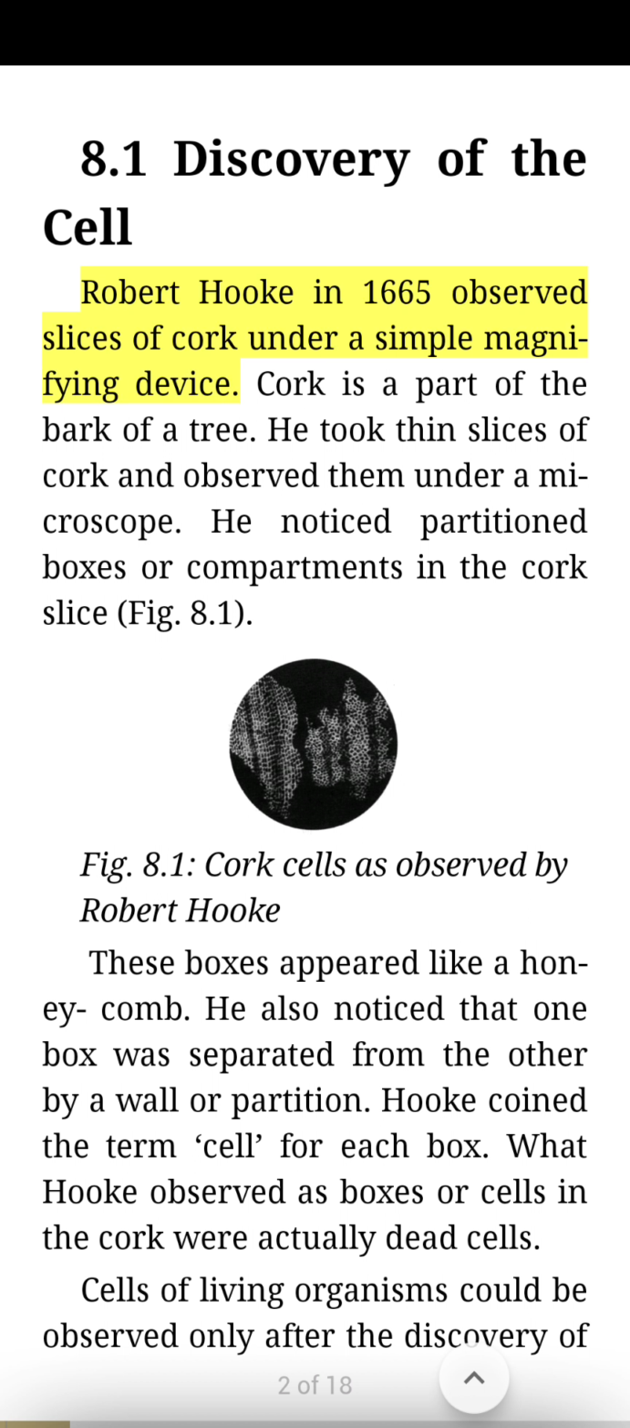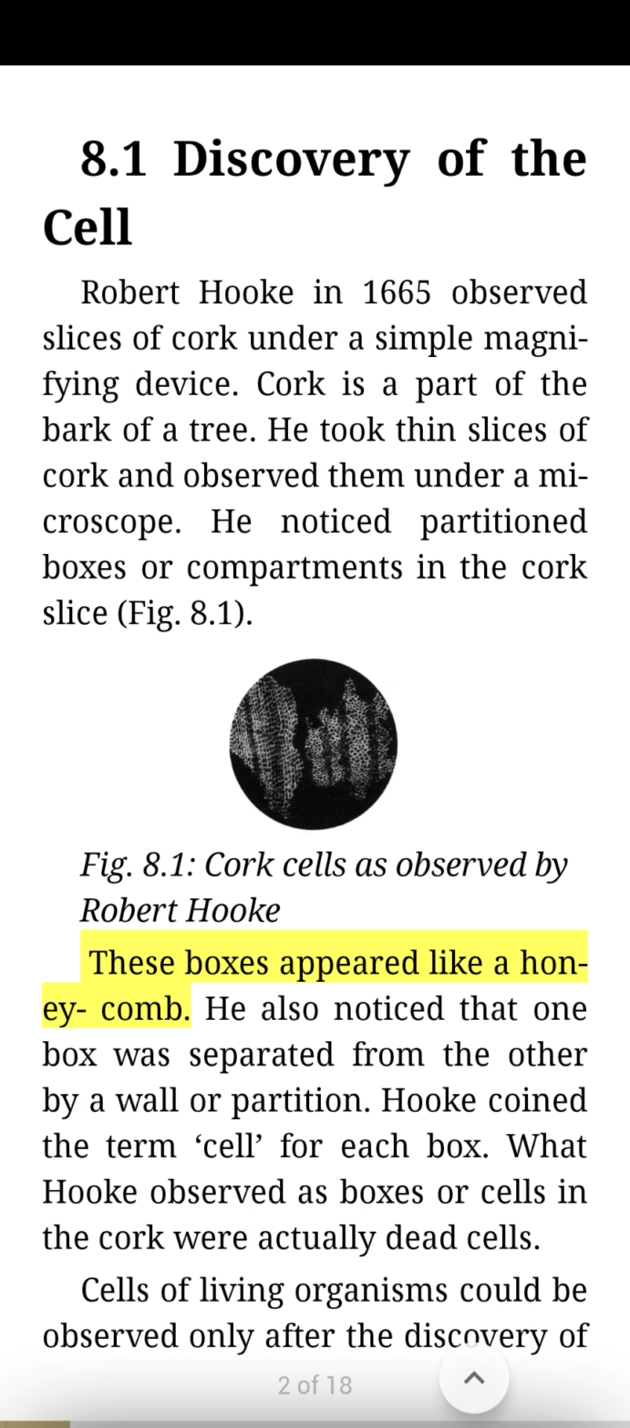Robert Hooke in 1665 observed slices of cork under a simple magnifying device. Cork is a part of the bark of a tree. He took thin slices of cork and observed them under a microscope. He noticed partitioned boxes or compartments in the cork slice. Fig. 8.1. Cork cells as observed by Robert Hooke.